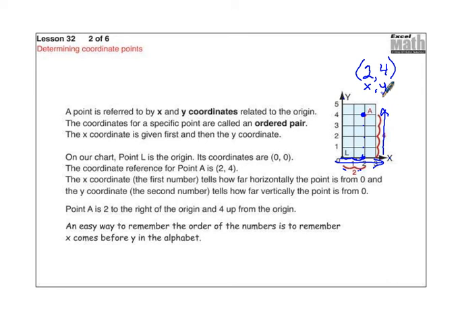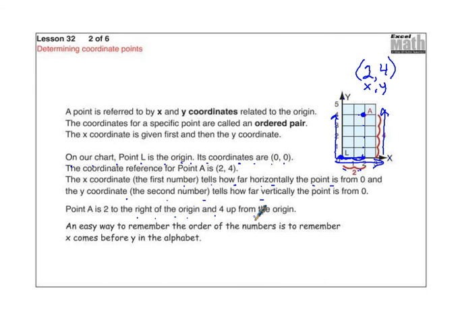All right. On our chart, point L is the origin. Here's L right here. Its coordinates are 0, 0. Right here, 0, 0. The coordinate reference for point A is 2, 4, as I just showed you. The x-coordinate, the first number, tells how far horizontally the point is from 0, how far we go over. And the y-coordinate, the second number, tells how far vertically the point is from point 0. How high up is this? It's 4 up. Point A is 2 to the right of the origin and 4 up from the origin.